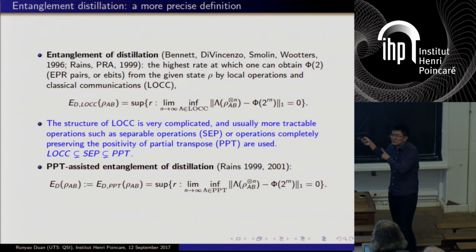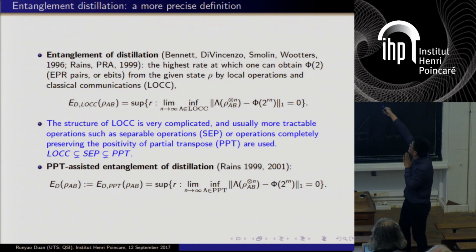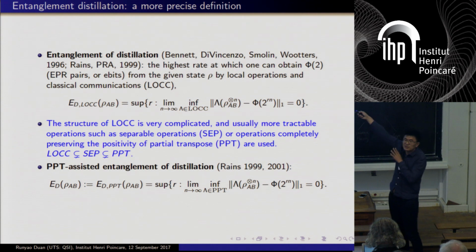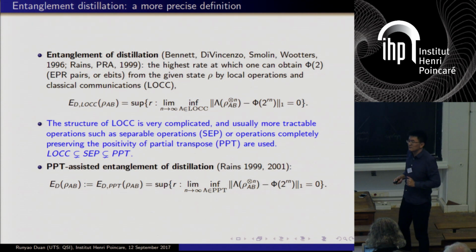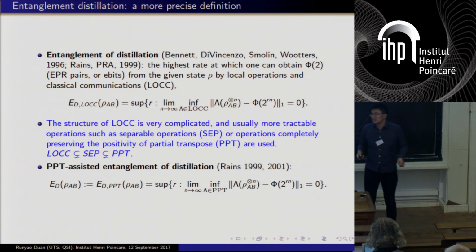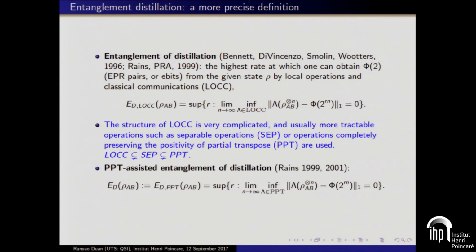I can't get into the details of the definition, but just make sure this is the precise way to define the entanglement distillation of a state rho. But you can see this is very, very difficult to handle in practice, especially here we have this LOCC class. As I said before, we may use separable operations or PPT operations to simplify this procedure. The difference here is we just replace this class by PPT, okay? But still, it's very complicated.